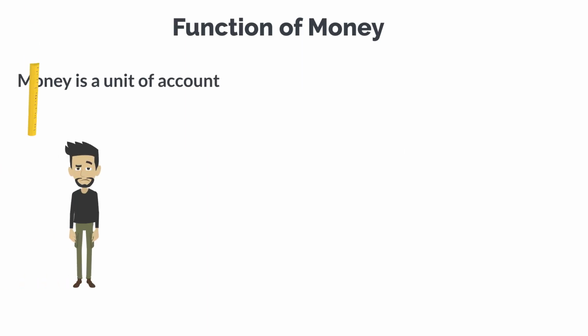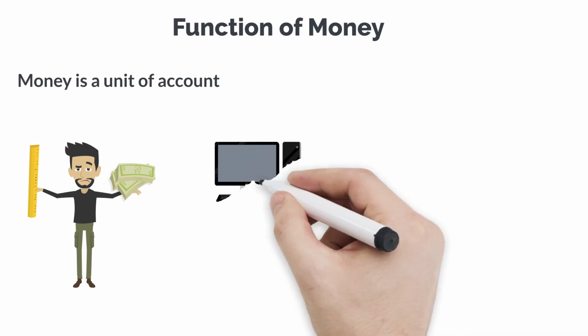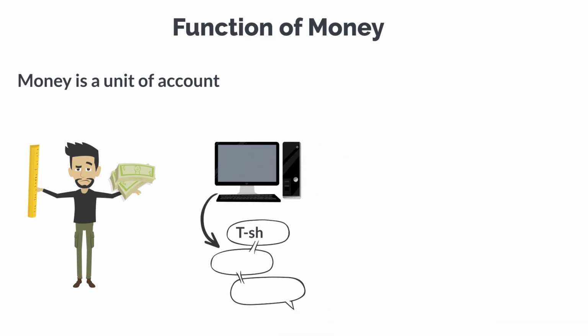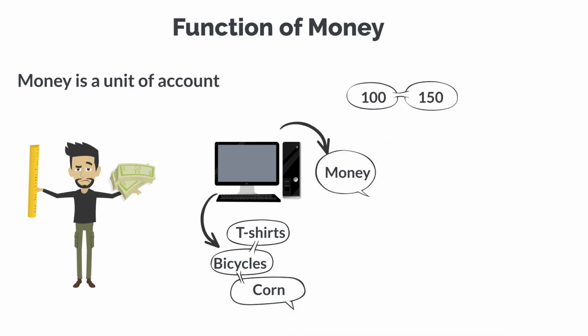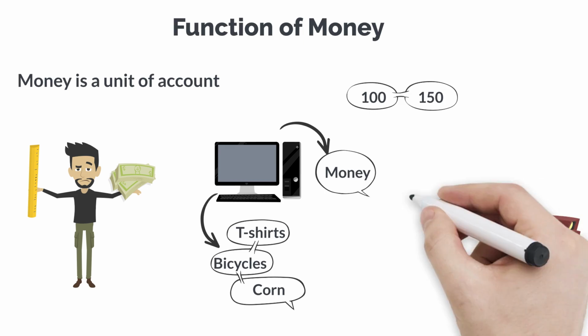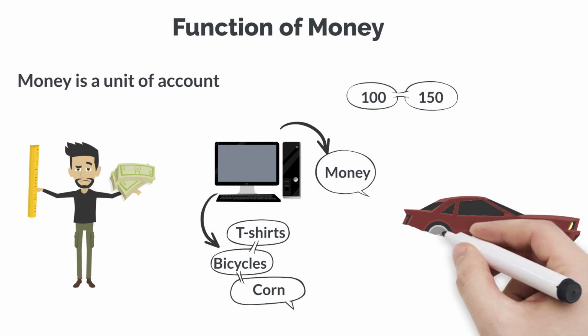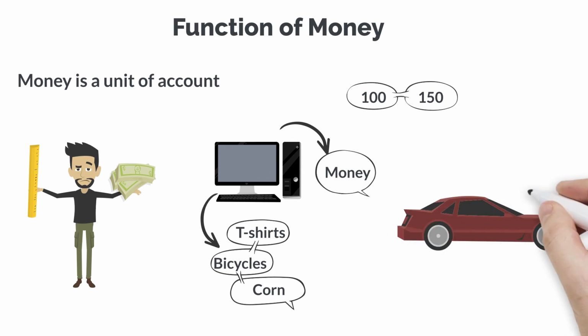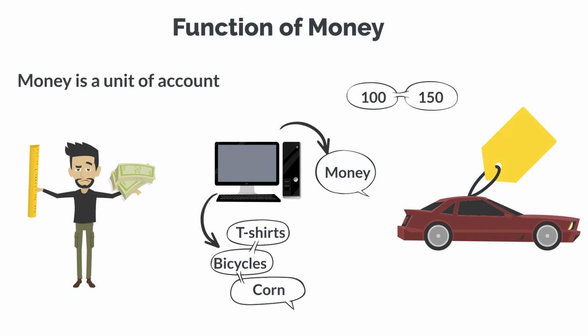Money is a unit of account. You can think of money as a yardstick to measure value in economic transactions. If you are shopping for a new computer, the price could be quoted in terms of t-shirts, bicycles, or corn. So for instance, your new computer might cost you 100 to 150 bushels of corn at today's prices. But you would find it most helpful if the price were set in terms of money, because it is a common measure of value across the economy. An example of a unit of account is a $25,000 price tag on a new car.